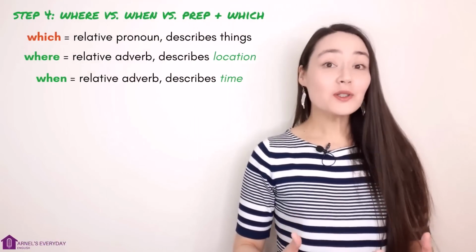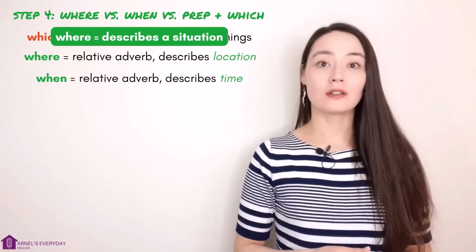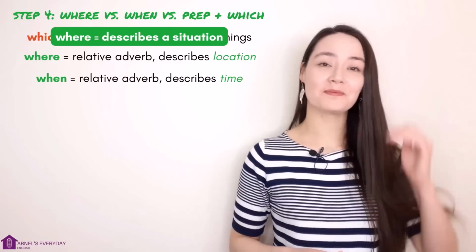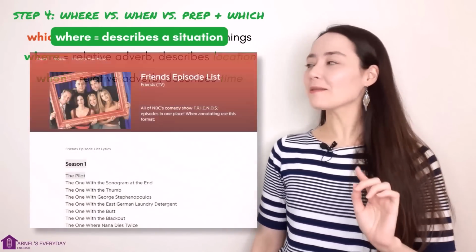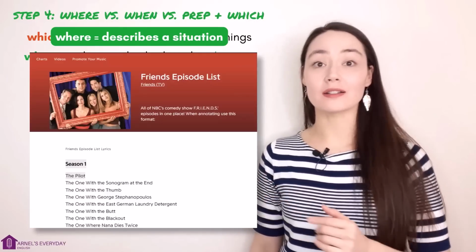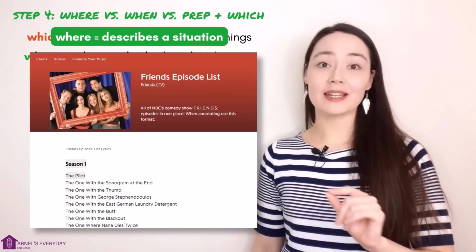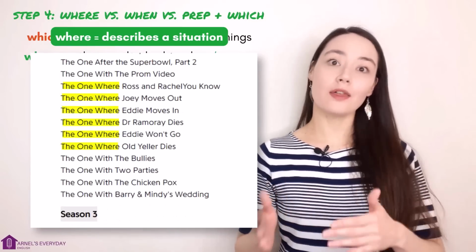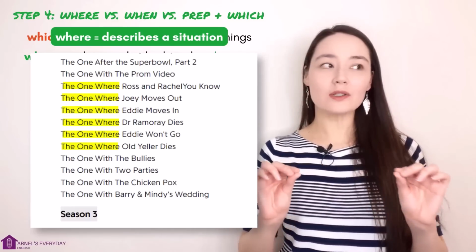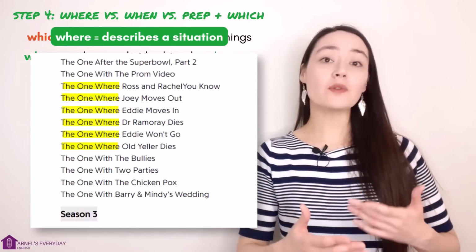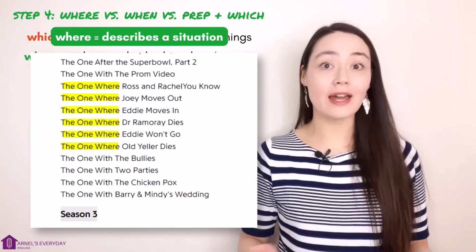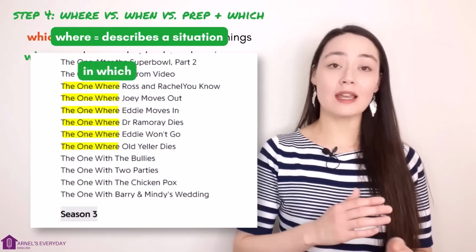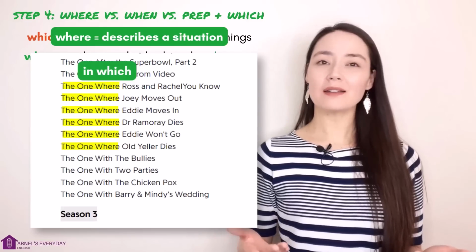But where is also used to describe a situation. What? Where? A situation? Yes, it doesn't have to be about a location. I think many of you are familiar with the TV show Friends. Let's look at a couple of the episode names. The One Where, The One Where, The One Where. Here, the titles are not speaking about a location, they're talking about the situation that's going to happen in that episode. Yes, I could formally replace where with in which because things happen in an episode, but for a sitcom, that's really not necessary.